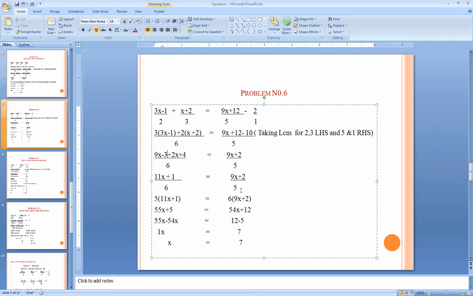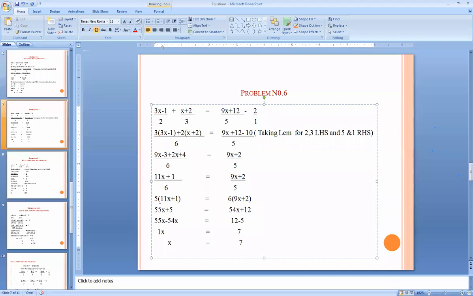So 11x plus 5 should be multiplied with the denominator of the right hand side, that is 5, and the numerator of the right hand side, that is 9x plus 2, should be multiplied with the left hand side denominator, that is 6. So when we are going to multiply, write the product of 1 cross has to be written. Either it may be on the left hand side or you can write it on right hand side. Here we have written 5 into 11x plus 1 left hand side and 6 into 9x plus 2 at the right hand side. Now we have to open once again the brackets after multiplying with 5.